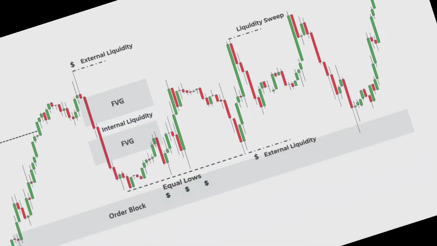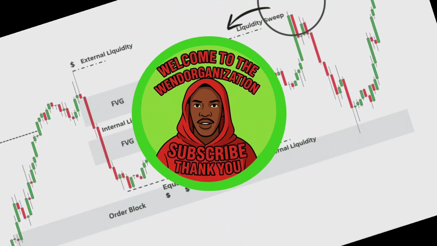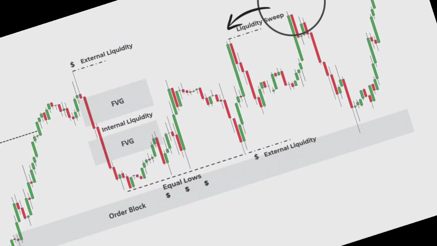For example, look at this case. Price swept liquidity above this major high with a strong green candle. But notice, the very next candle quickly closed back below the range. So what does that tell us?